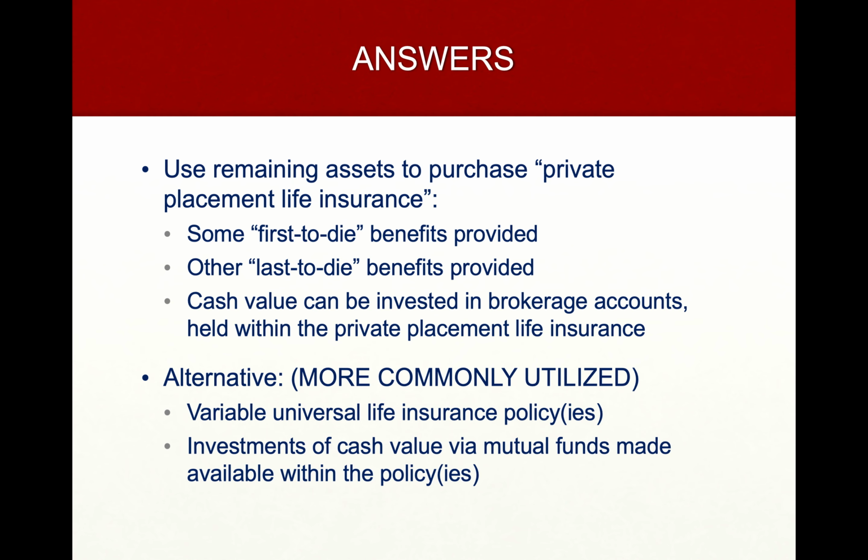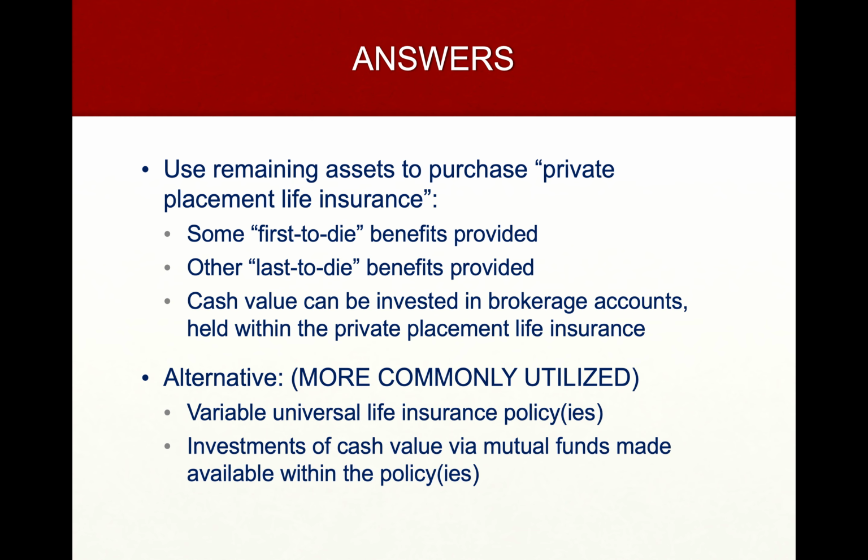And then they could use the remaining assets that they have to purchase private placement life insurance, because life insurance in the state of Kentucky, the cash value of it, as well as the death benefit, is fully exempt. And there are some first to die policies where you have a life insurance policy on both lives, but it will pay when one of them dies. And there's also last to die benefits, so the life insurance only pays when both of them die, or they could get individual policies as well.